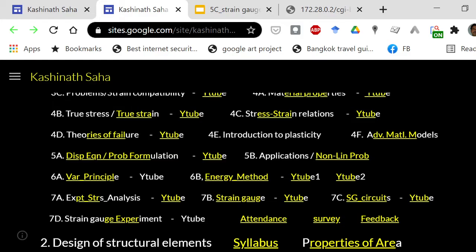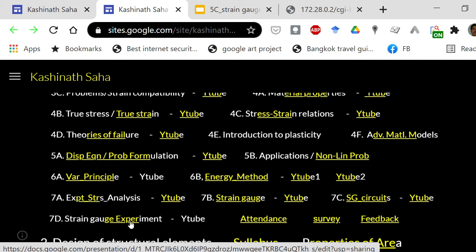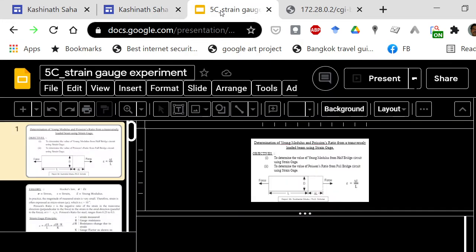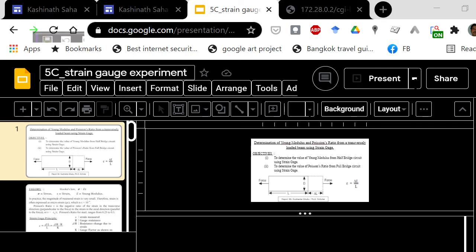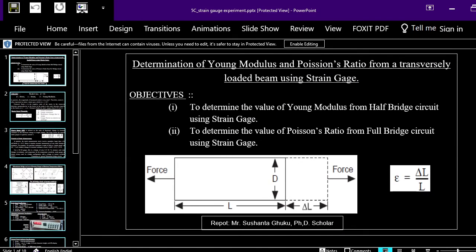So today we'll talk about the last topic on experimental stress analysis, which is a strain gauge experiment. This particular link will give you this slide, which I will show here from the downloaded one. Okay, let us see what is there.